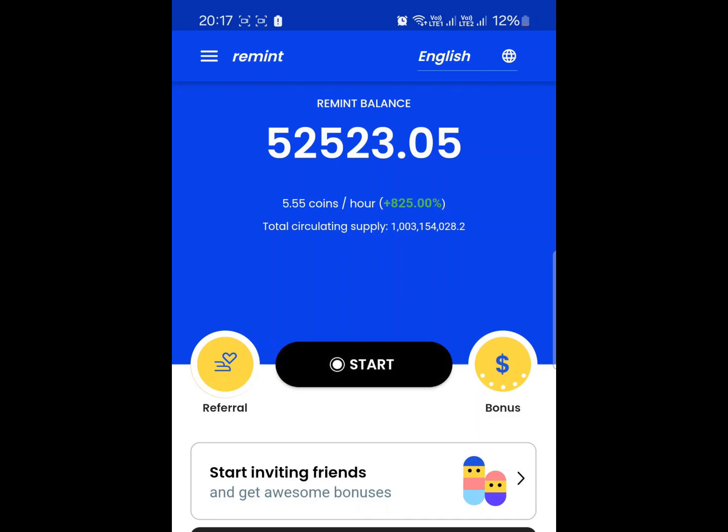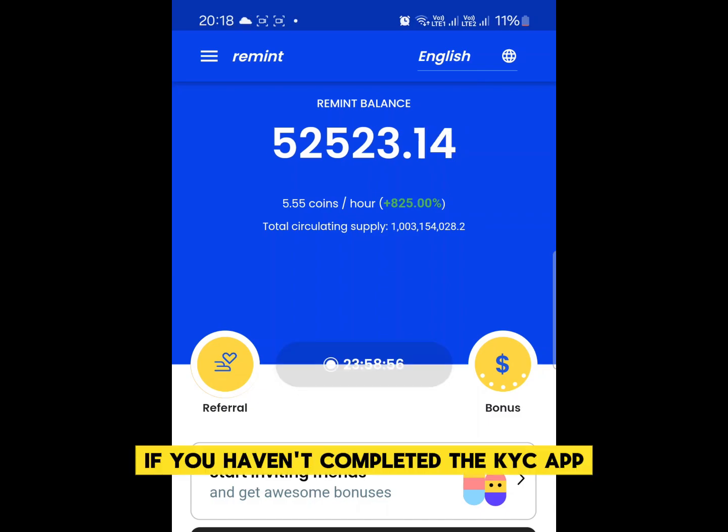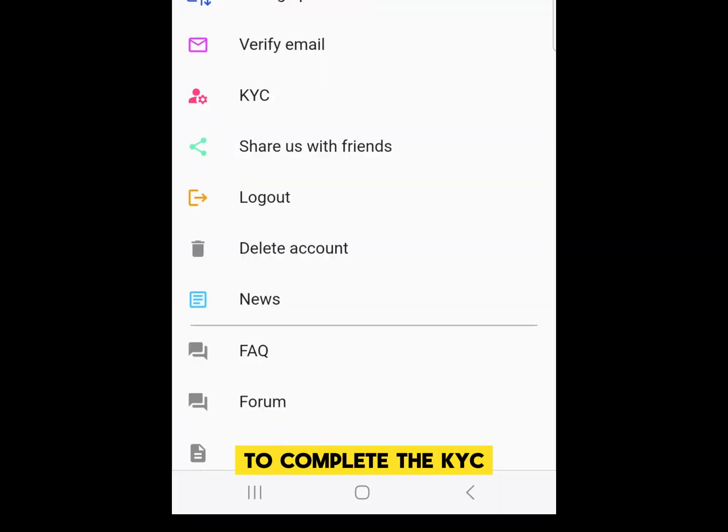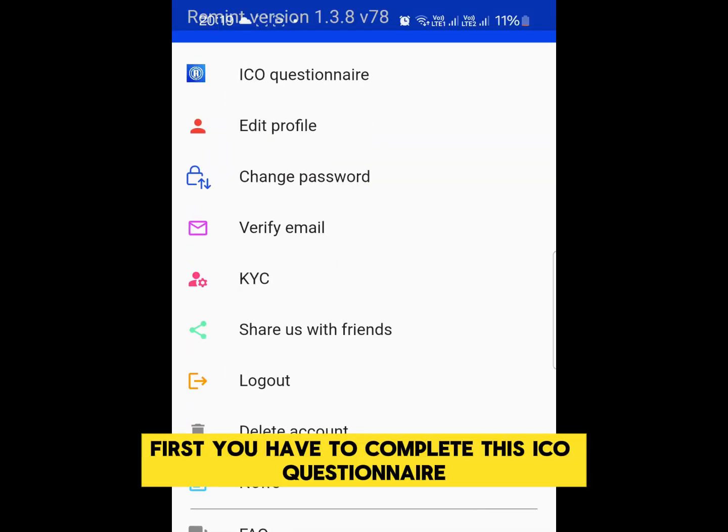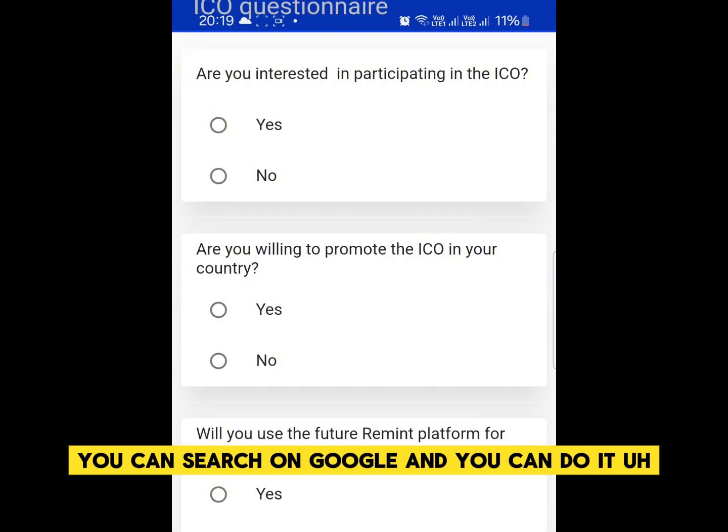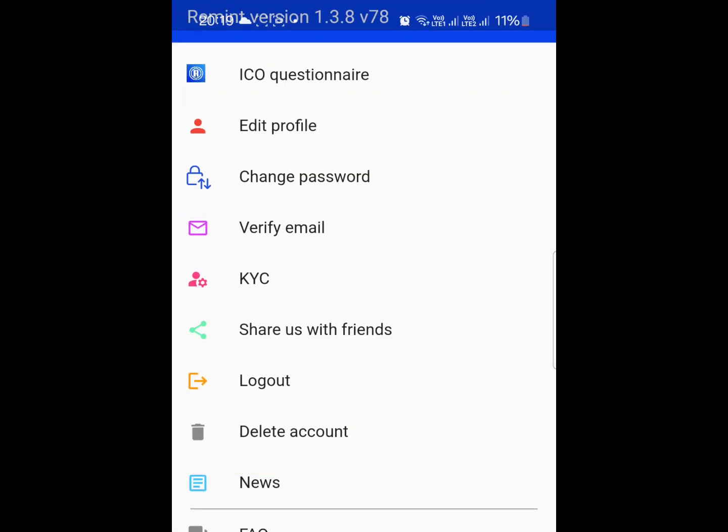Now let's come back to our Remint network app. Well, if you haven't completed the KYC yet, then you need to complete the KYC before you start to withdraw. To complete the KYC, go here and first you have to complete this ICO questionnaire. You can search on Google and you can do it very easily. And second, go and verify your email.